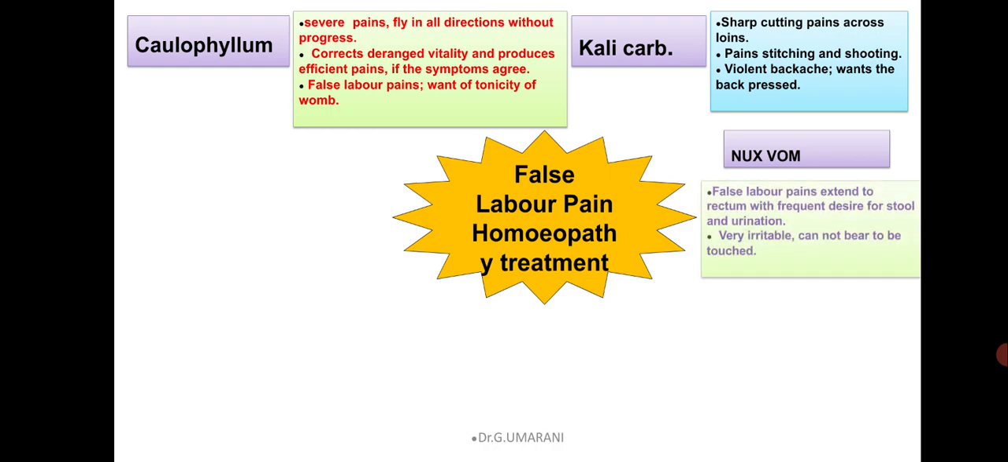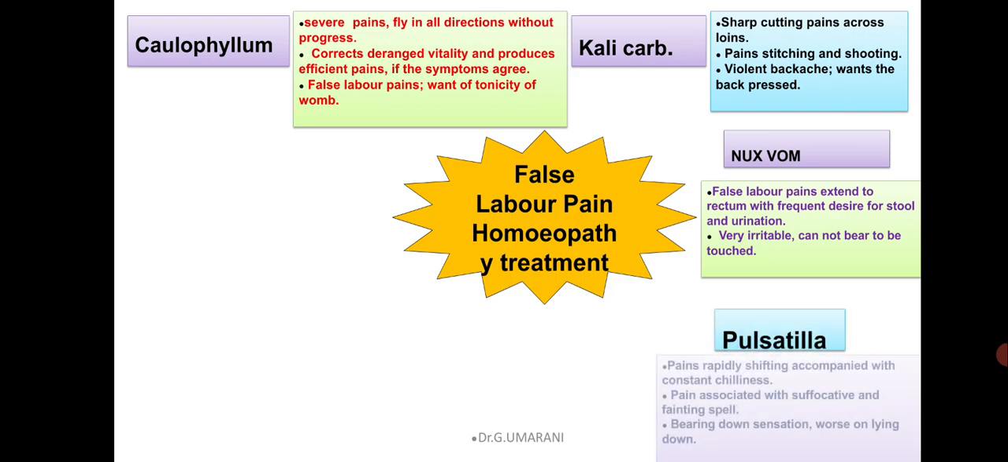Whereas Nux vomica, false labor pains extend to the rectum with frequent desire for stool and urination. And the Nux vomica person is very irritable and cannot bear to be touched. Next is Pulsatilla, where pains are rapidly shifting, accompanied with constant chilliness, and pains are associated with suffocative and fainting spells, bearing down sensation, and are worse by lying down.